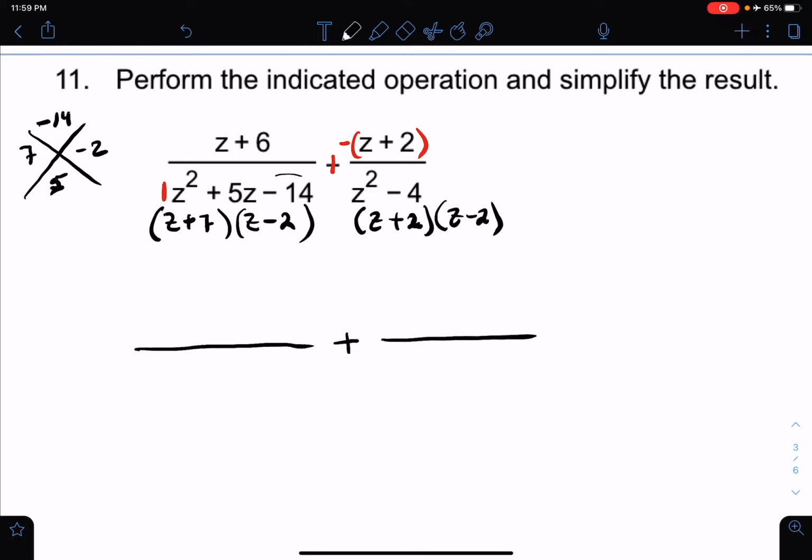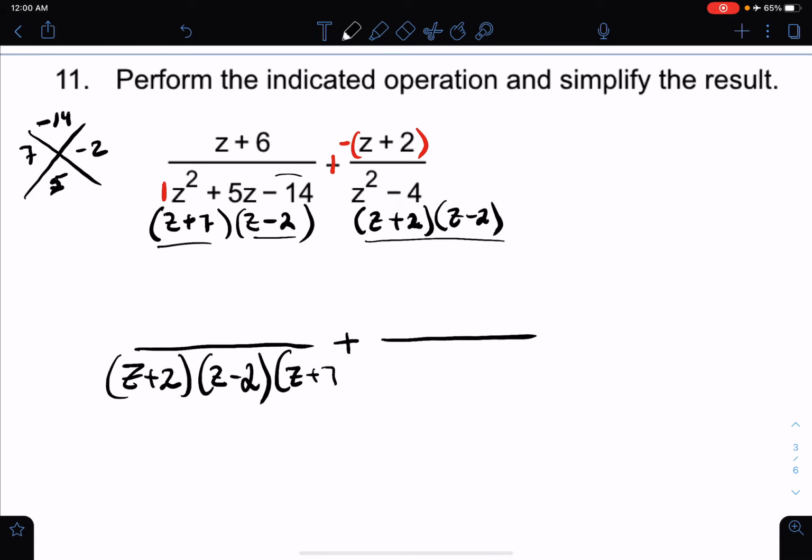The LCD, let's see. Let's start with this guy over here. That's going to be z plus 2, z minus 2. We already have a z minus 2. We need a z plus 7. I really ran out of space again, so just rewrite it. Not the whole thing. I'm not doing the whole thing again. There we go. That's our LCD. I'm going to do that again.